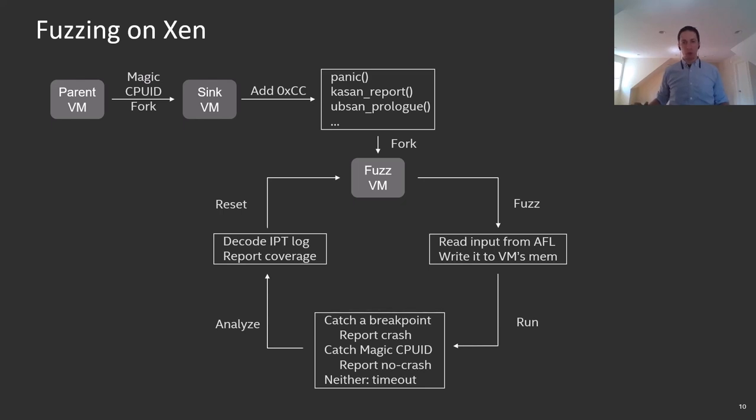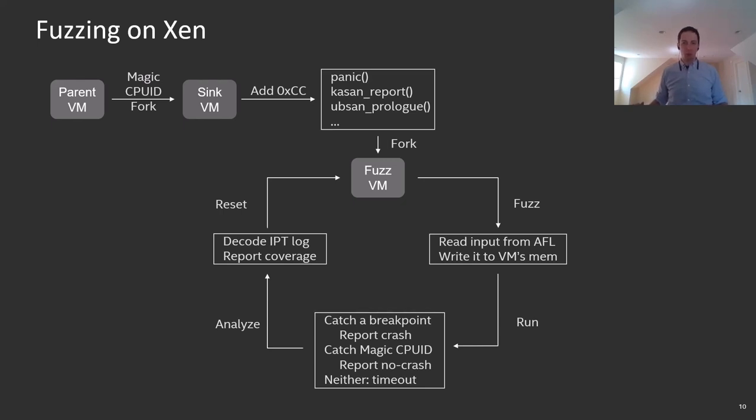We look up these functions and we inject a breakpoint into the start location of these functions so that when these functions get called, we can actually trap into the hypervisor. Now we create a fork from that. This is the one that we'll actually use for fuzzing. In this one, we will actually inject the input generated by the fuzzer.